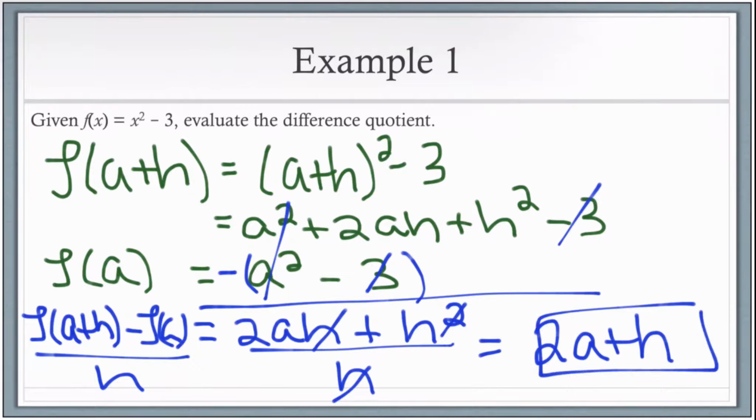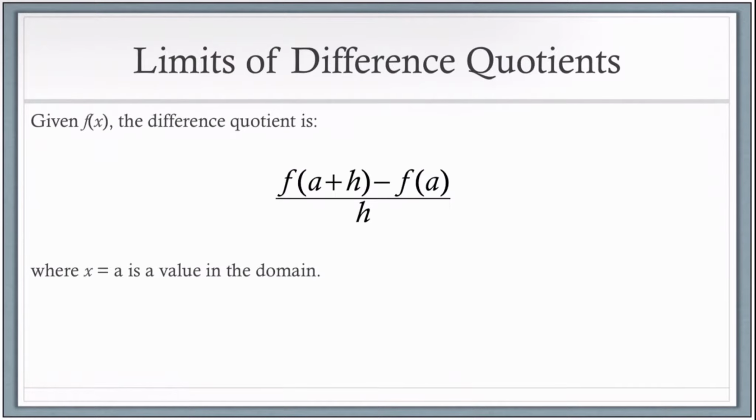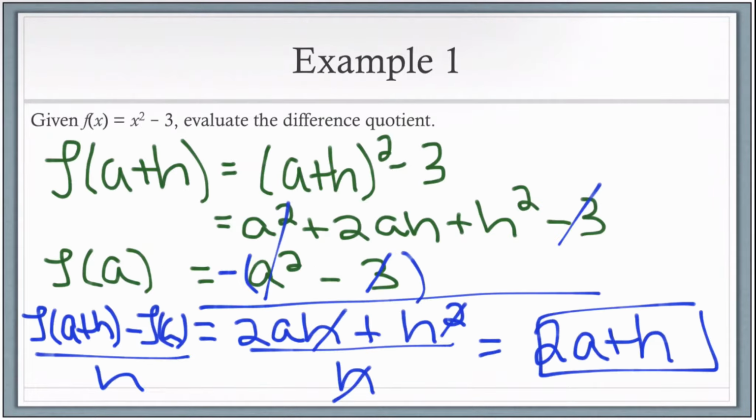So again, what did I do? I found what f of a plus h is by plugging in a plus h wherever I saw a value for x. I simplified that, so I just multiplied that product out. Then I found what f of a was, subtracted it from the f of a plus h, because again, that's what is in the numerator of my difference quotient. And then I divided that result by h. So 2a plus h is my difference quotient for f of x equals x squared minus 3.